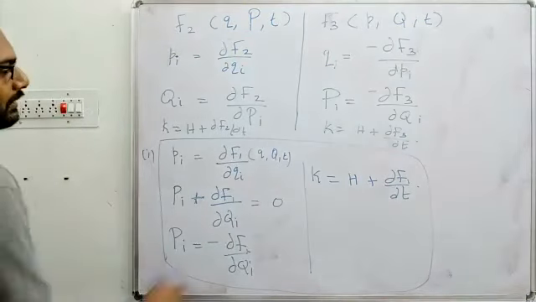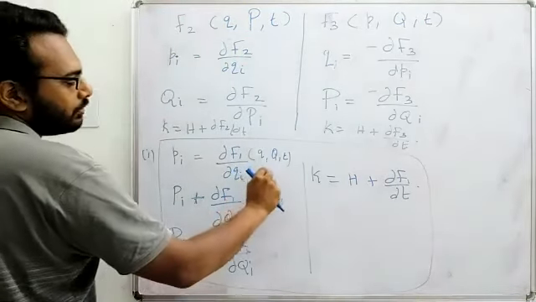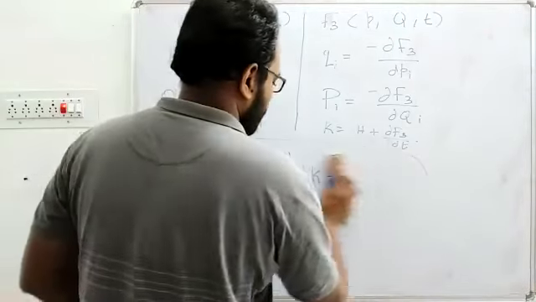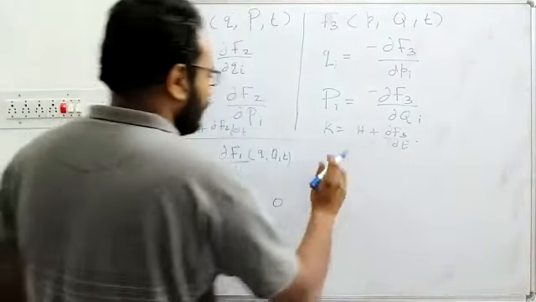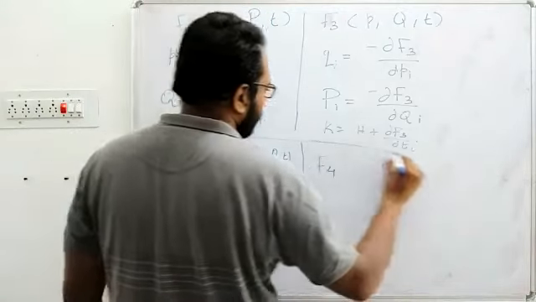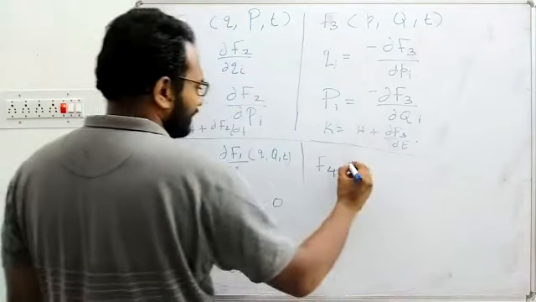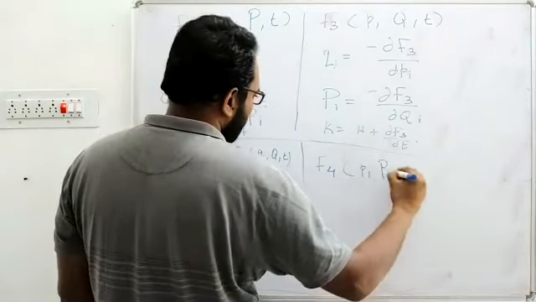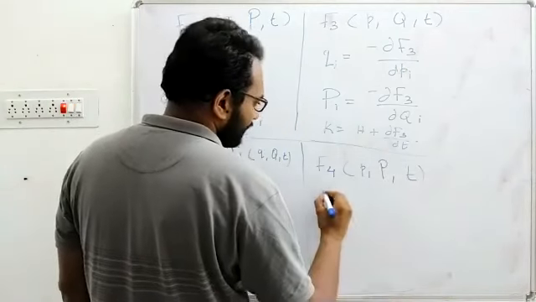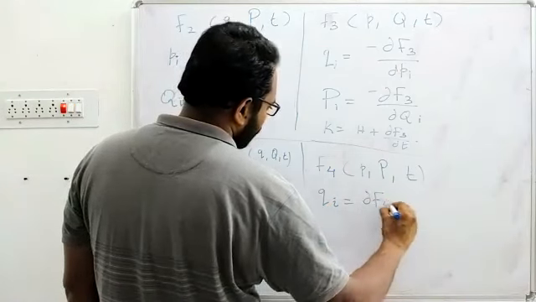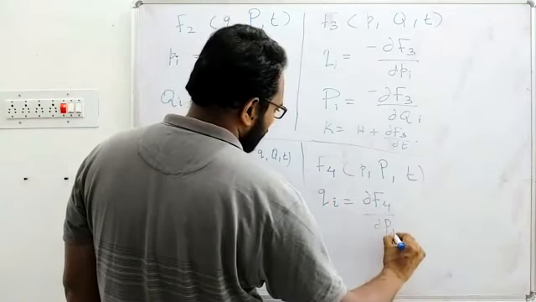So what's left? We can have small p, capital P and t. Am I right? I'll write it here. We have got F4. You can actually think of any combinations of this type. It doesn't matter. These are the general F4 of small p, capital P and t. In this case, you'll get Qi is equal to dou F4 by dou Pi.